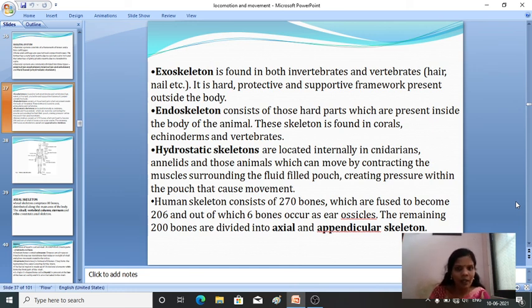It is a hard, protective and supportive framework which is present outside the body.